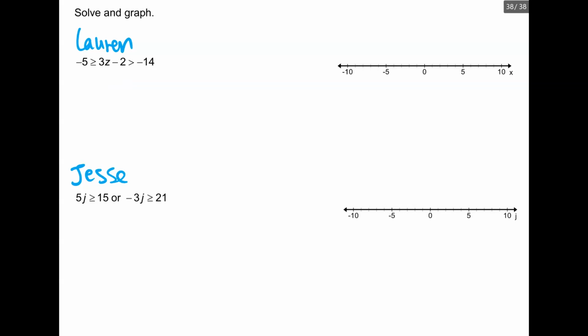So since 3z is being subtracted by 2, we can add 2 to all 3 sides. Cool. And then it becomes negative, and then it becomes -3. And then you divide by 3 on all of them. Exactly. I could zoom in a little bit. That cancels out, and z.